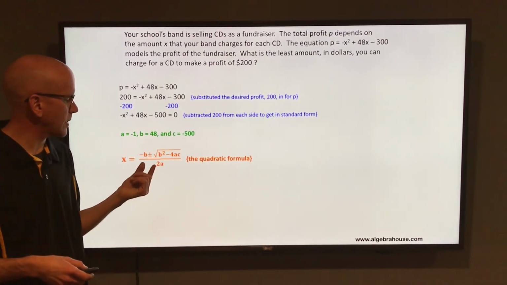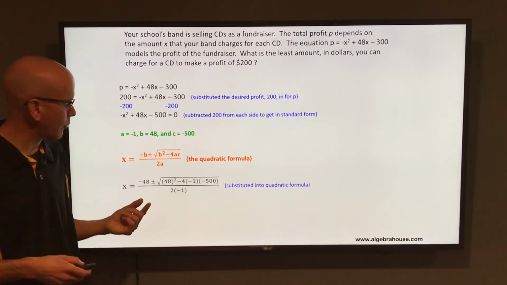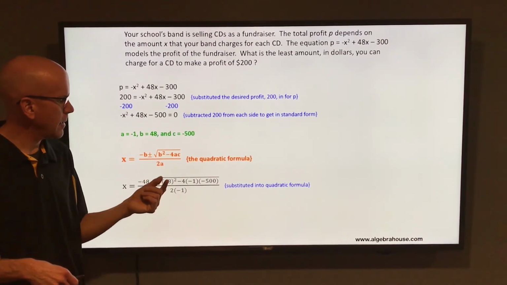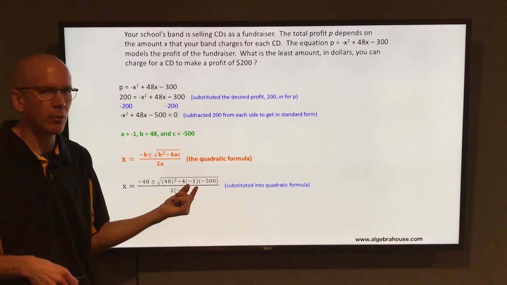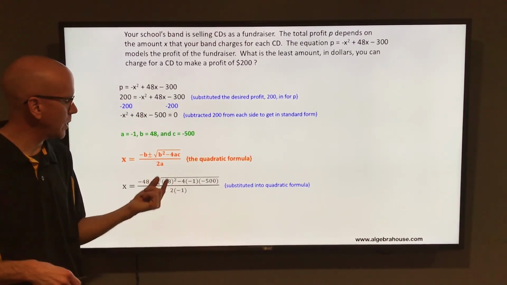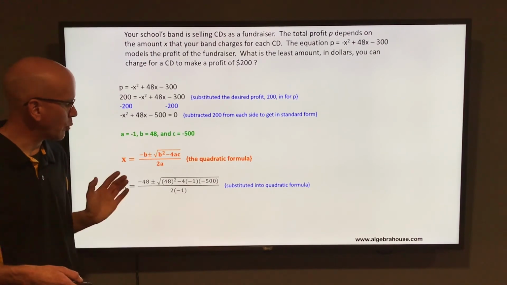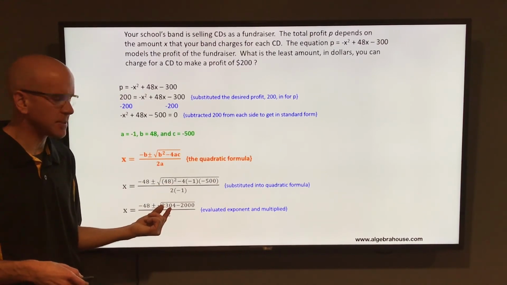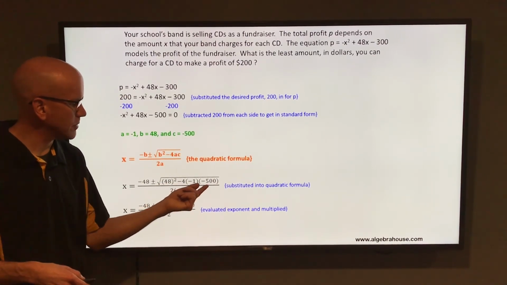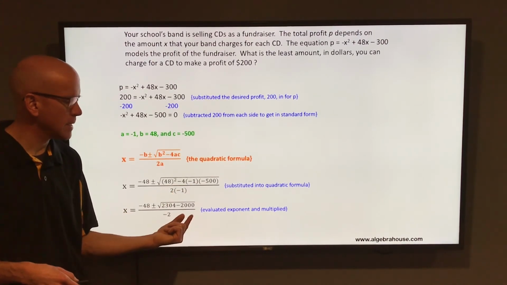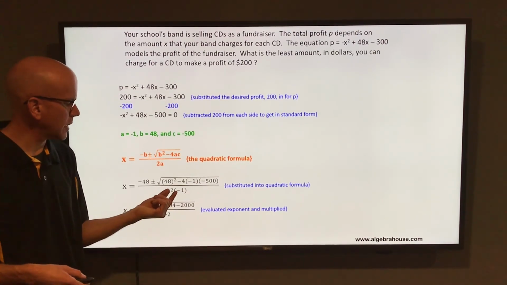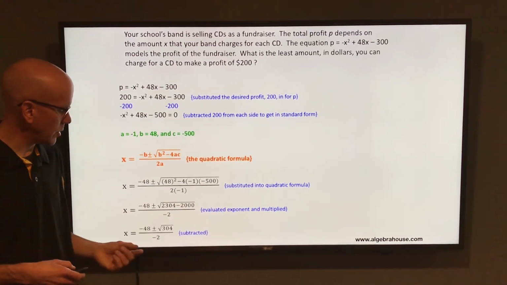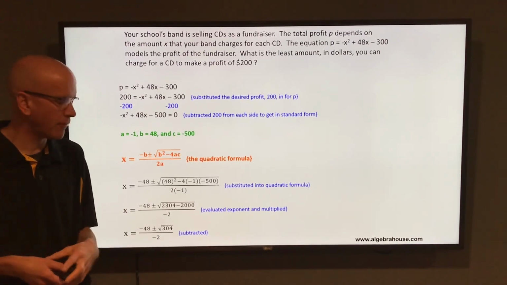If you put those into the quadratic formula, take the negative of b, that'd be the negative of 48, plus or minus the square root of b squared, that is 48 squared, minus 4ac, it'd be minus 4 times negative 1 times negative 500. And that's all over 2a, which is 2 times negative 1. Keep working through that. It'd be negative 48 plus or minus the square root of 48 squared, which is 2,304. And then watch your signs right here. Negative 4 times negative 1 times negative 500, that is negative 2,000. That's all over 2 times negative 1, which is negative 2. Take 2304 minus 2,000, that is 304. So it'd be negative 48 plus or minus the square root of 304 all over negative 2.